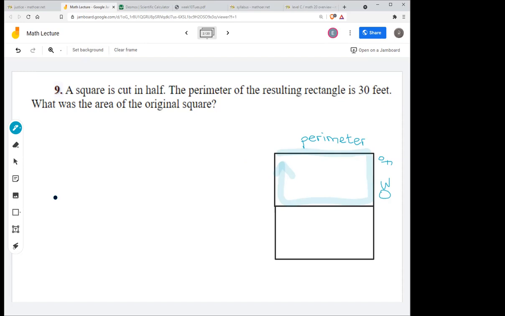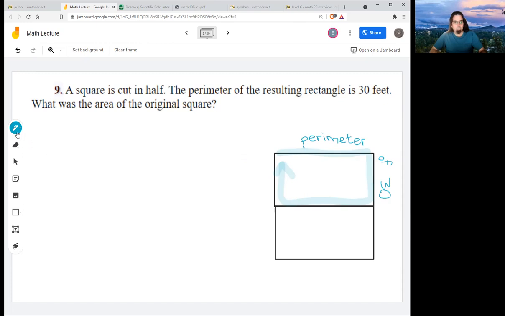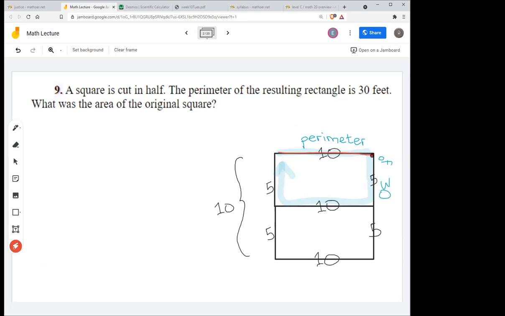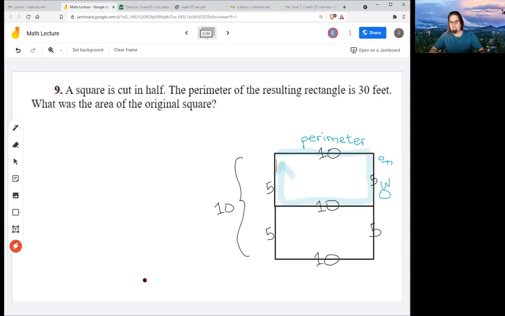Would each side be 10? Let's try it out and see. So you're thinking that this is 10. And this one is 10. And if this whole thing is 10, then since it's cut in half, that's 5 and 5. And that means this little bit is also 5 and 5, and that's also 10. Everyone with me so far? Yeah. So 10, 5, 10, 5. Yes, that is 30. So that is indeed true.